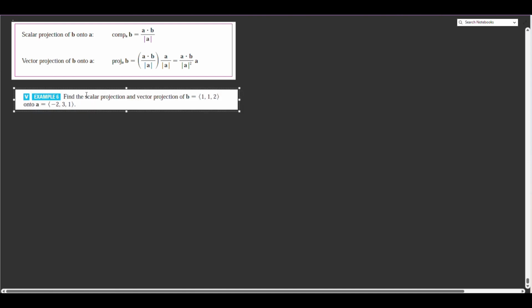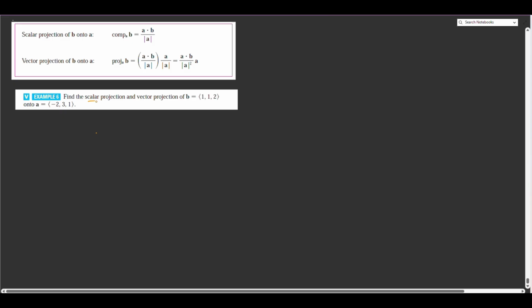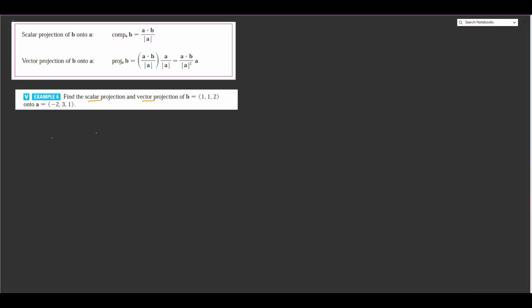Okay, so let us solve this question. So what is given to us? We have two vectors, B and A. What is he asking us? He is asking us to find the scalar projection and the vector projection of B onto A. So the first thing you need to do is to find A dot B, because it is used in both of these formulas.